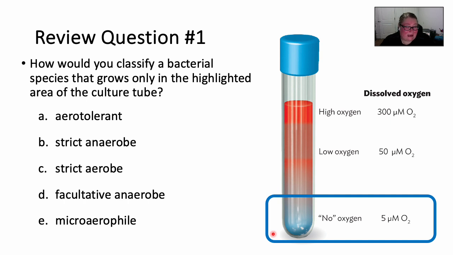So the answer for this is B. We need to be able to live in no oxygen, so that means we need an anaerobe, which is going to automatically cancel out C, because that can only live up here. Remember, a facultative anaerobe, an aerotolerant anaerobe, and microaerophiles all live in this center place. So the only one that lives in a no oxygen condition all the time would be B, the strict anaerobe.